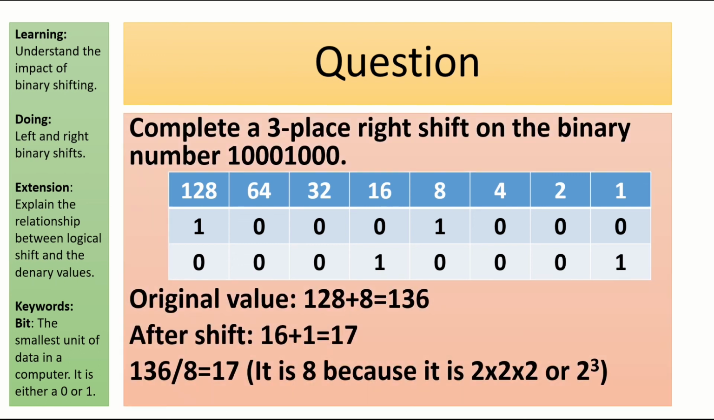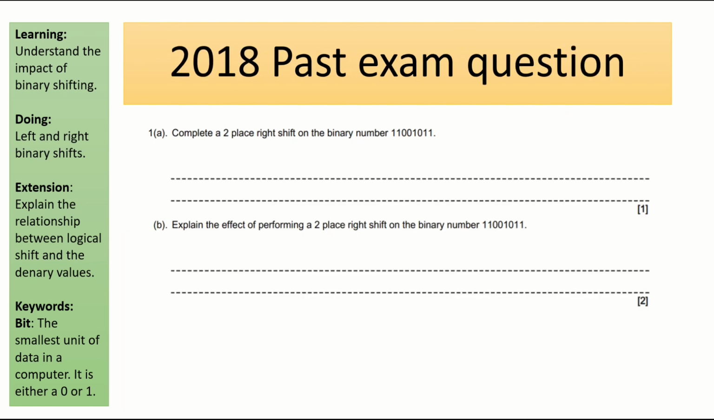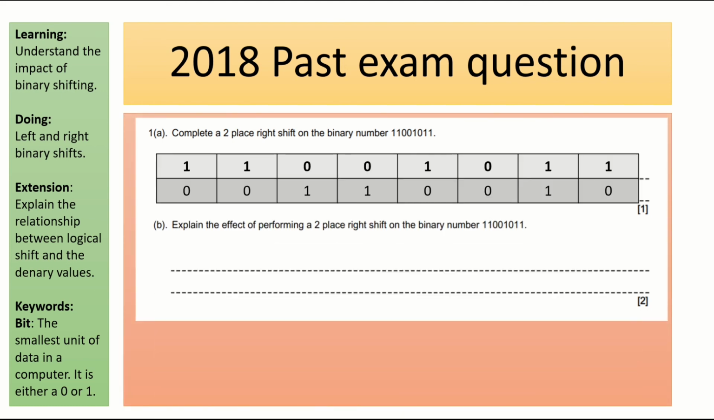Okay, so one more thing to show you before I stop, and that is this 2018 past exam question. So the first thing said complete a two-place right shift on the binary number 11001011. So all you'd have to do to get the mark is just demonstrate your shift. Okay, so just shifting the values down two places, and that's all they're looking for, and that's enough just to get you your single mark. So not a high mark question, but just showing your knowledge. The marks then come in the second part.